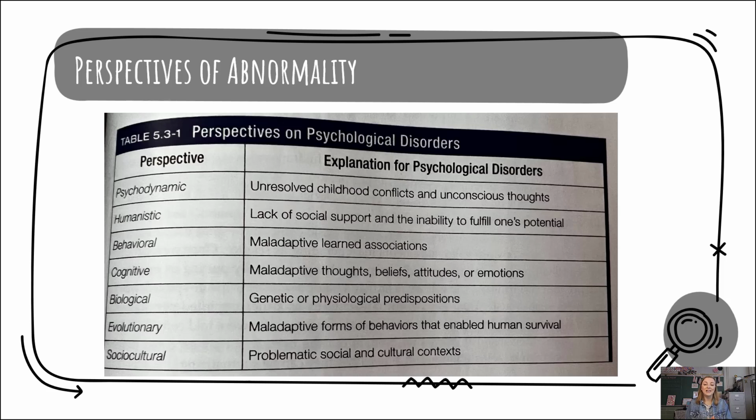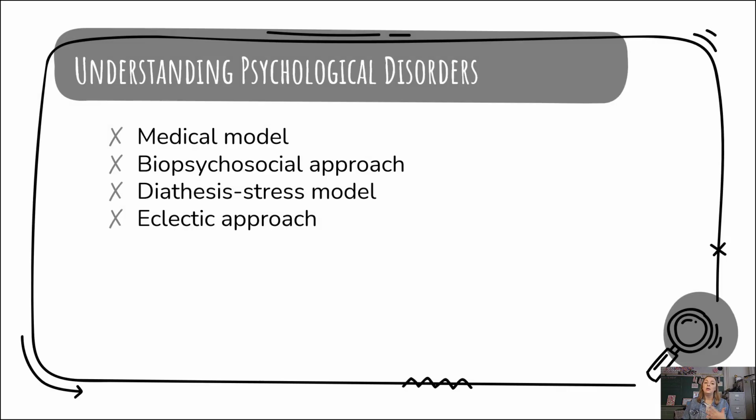This view highlights the role of society and culture in mental health. For example, someone experiencing extreme stress due to discrimination or poverty may develop psychological issues. Each of these perspectives provides a different lens to understand psychological disorders. In reality, mental health issues are often complex and may involve multiple factors from these perspectives, which is why we often go to models that include more than one of these perspectives.